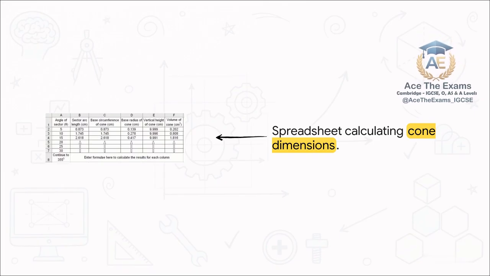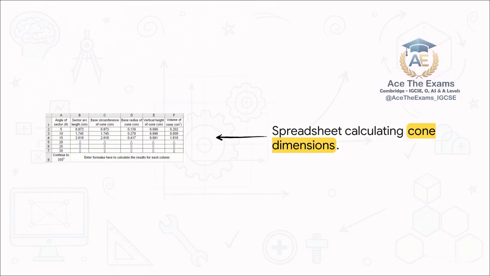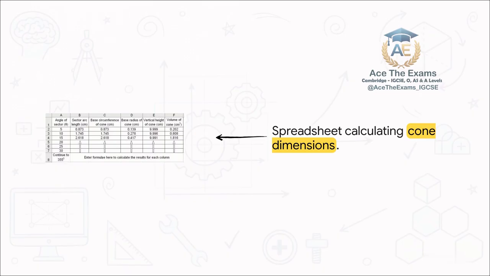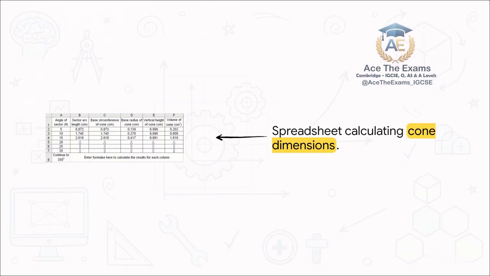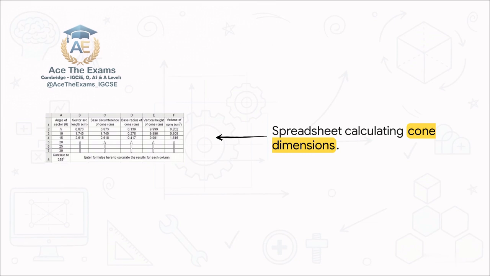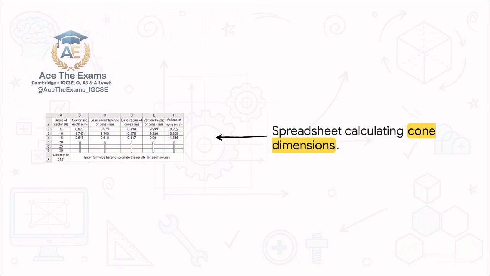We simply enter the angle of the sector, which we call theta. From there, we just punch in the formulas to instantly calculate the sector arc length, the base circumference, the base radius, the vertical height, and finally, the volume itself. We can set up the spreadsheet to calculate this for every single angle, from 5 degrees all the way up to 355 degrees. What would take a human literally days to calculate, a spreadsheet knocks out in milliseconds.